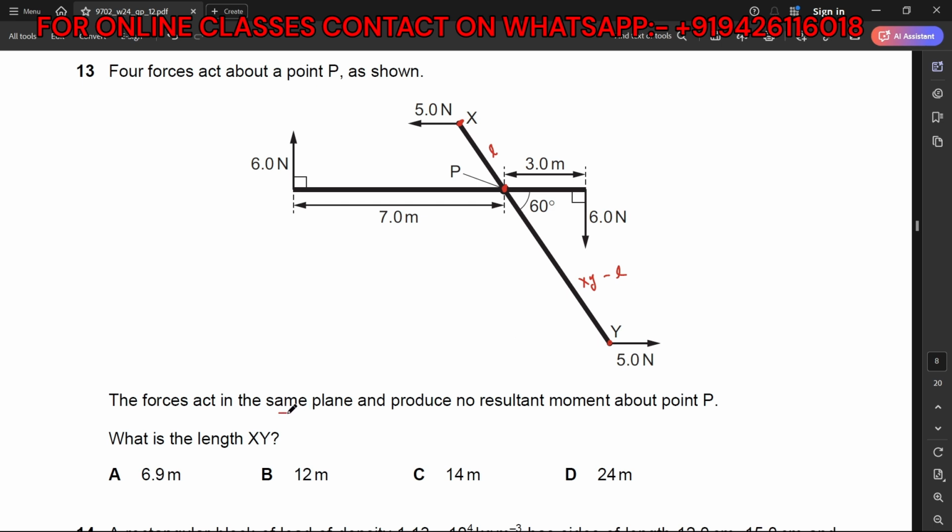Now because they are in the same plane, let's see first of all which of these forces are going to contribute to the clockwise moment, and then which of these forces will be contributing to the anti-clockwise moment. And then we can say that the sum of clockwise moments will be equal to the sum of anti-clockwise moments. So the 6 Newton force is going to contribute towards the clockwise moment, and so does this 6 Newton. The 5 Newton forces are going to contribute to the anti-clockwise moment.